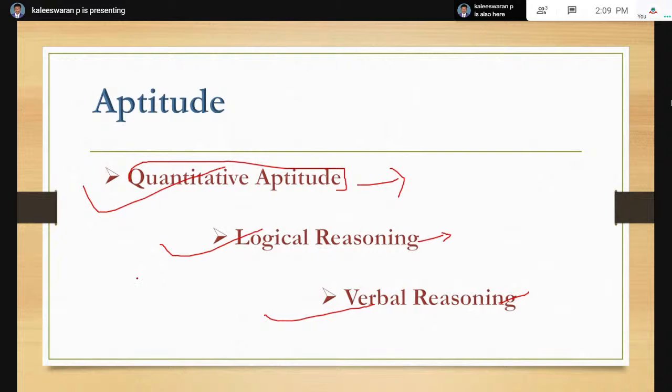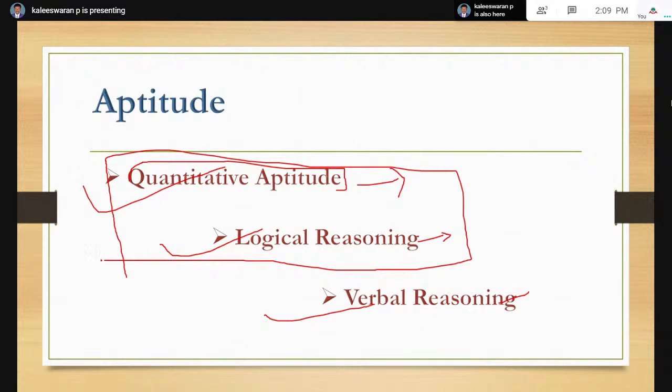In this session, we are going to discuss the first two areas of aptitude. One is quantitative aptitude, another one is logical reasoning. Quantitative aptitude is related to numerical problems. Those topics you have already studied in your school exams.